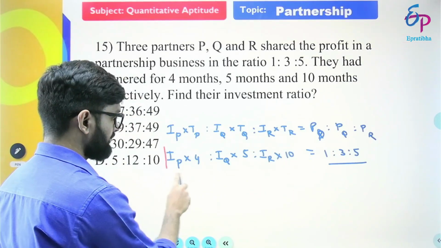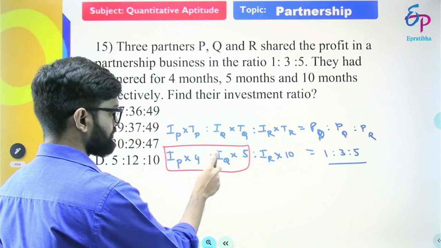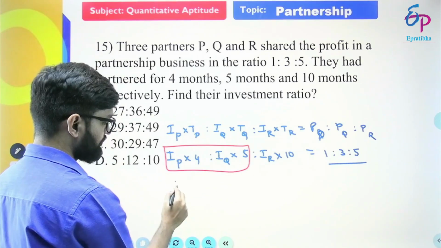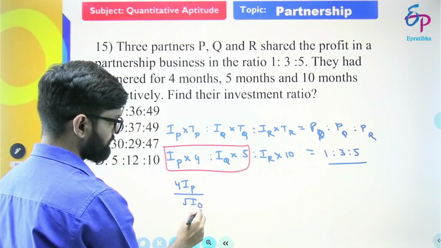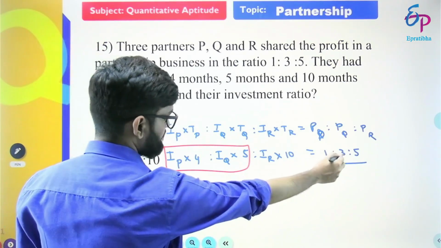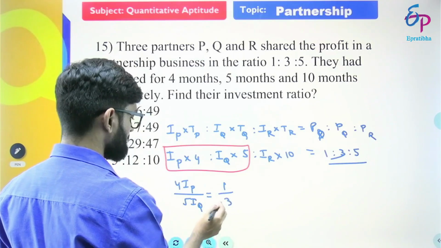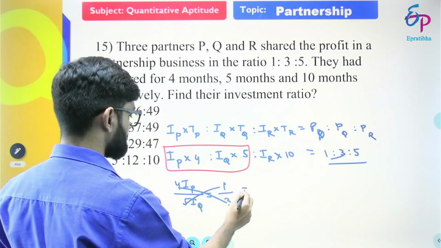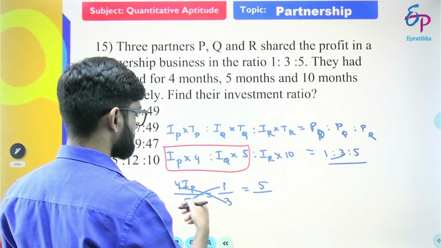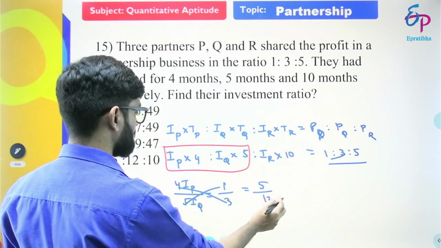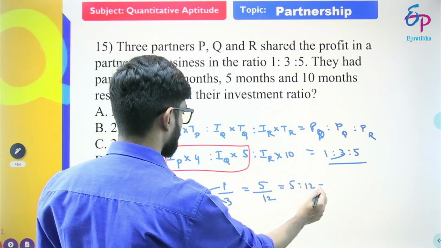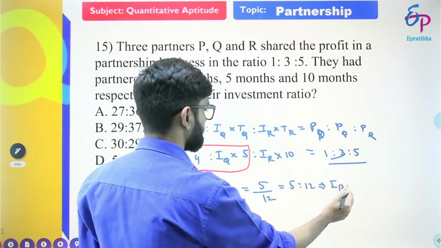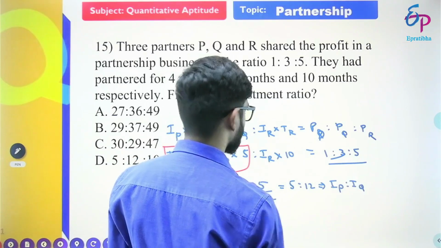Now let me take only this one. This ratio is nothing but a fraction. Investment of P into 4 by investment of Q into 5 is equal to the first 2 parts, 1:3. So 4 comes this side, 5 comes this side. So investment of P by investment of Q is 5 by 12. So investment of P is to investment of Q is 5 is to 12.